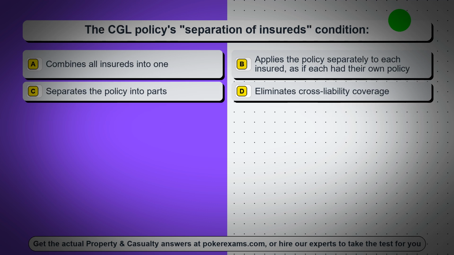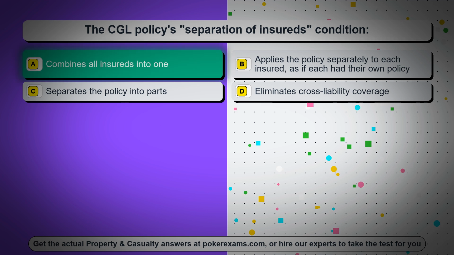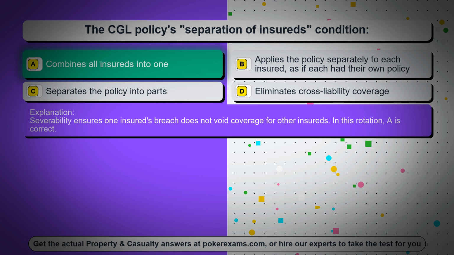Question 53. The CGL policy's separation of insureds condition: Option A, combines all insureds into one. Option B, applies the policy separately to each insured, as if each had their own policy. Option C, separates the policy into parts. Option D, eliminates cross-liability coverage. The correct answer is option A, combines all insureds into one. Severability ensures one insured's breach does not void coverage for other insureds. In this rotation, A is correct.